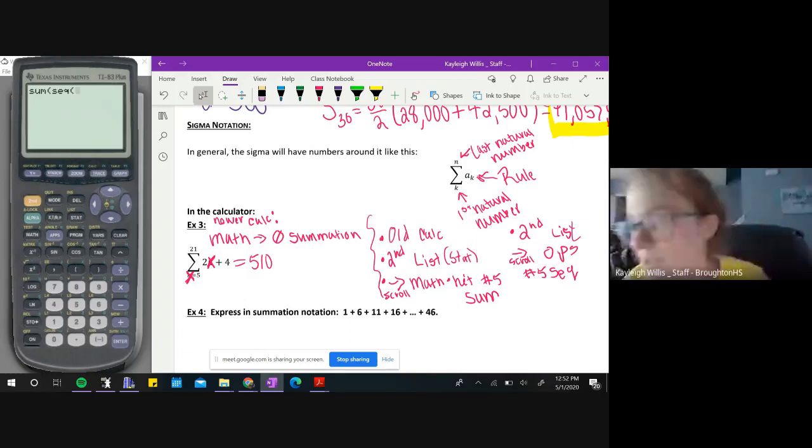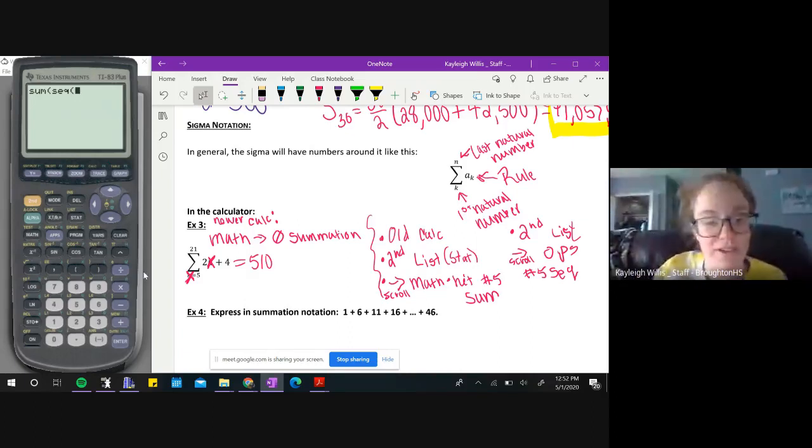So the first thing we type in is the expression. So the expression is 2x plus 4. So 2x plus 4. And then we have to hit comma. And then we have to say what variable we are using, which is x. Then we have to hit comma. It's the first natural number, which they said is 5.